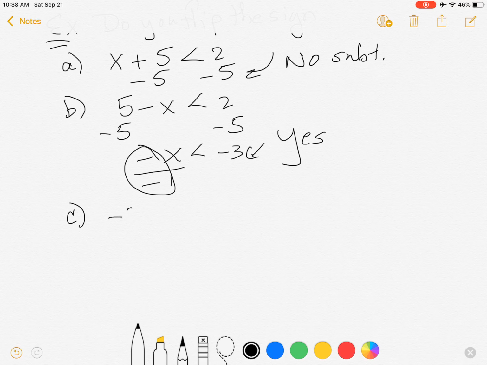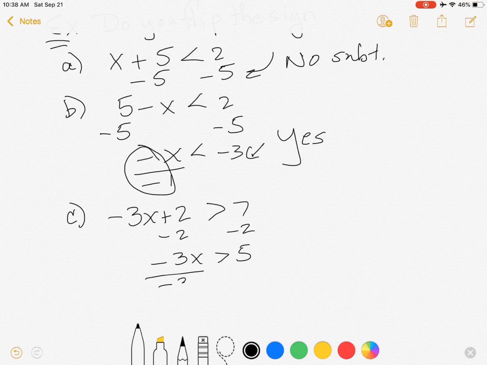So if I had negative 3x plus 2 greater than 7, I would subtract 2. So I would have negative 3x greater than 5. I would have to divide by a negative. So we're dividing by a negative. Yes, we would have to flip the sign.